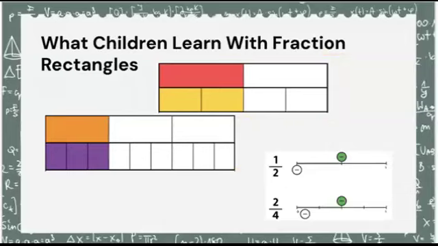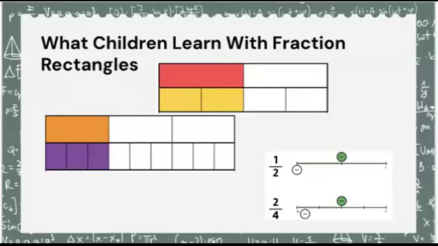Rectangles make comparing fractions intuitive. Children can place strips side by side and ask which one is longer, which one covers more space. And so this builds strong fraction magnitude sense, which is often missing when fractions are taught symbolically too early.